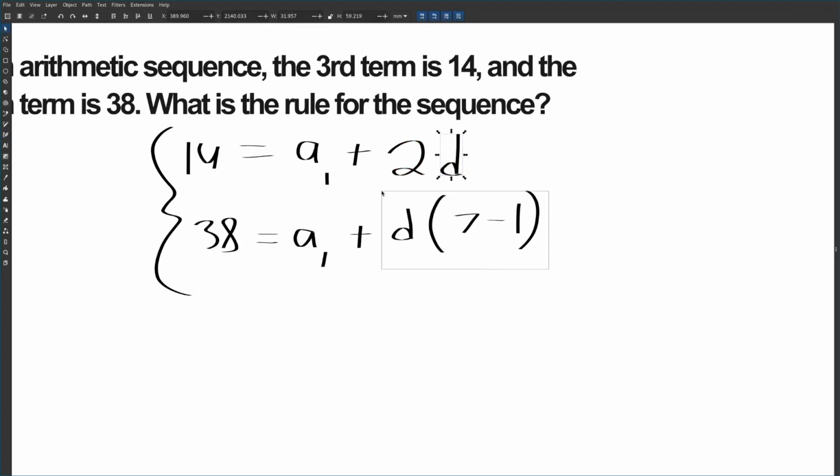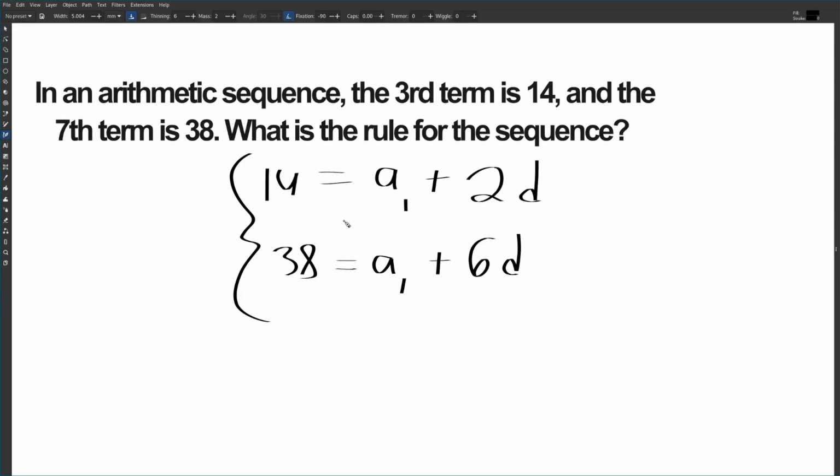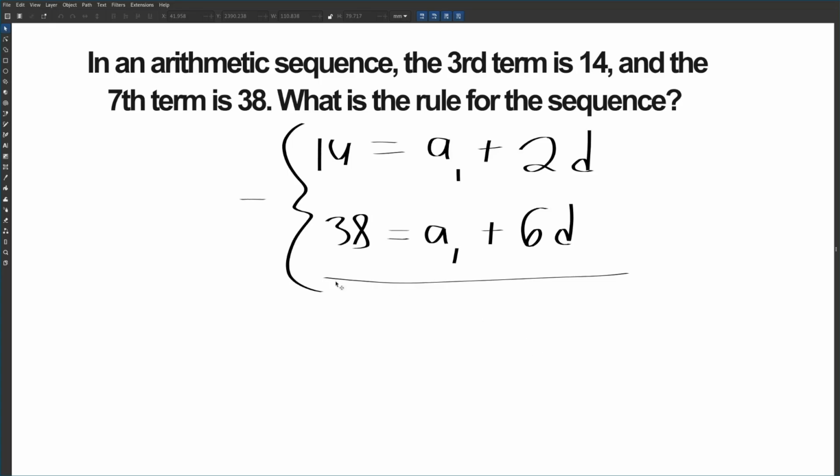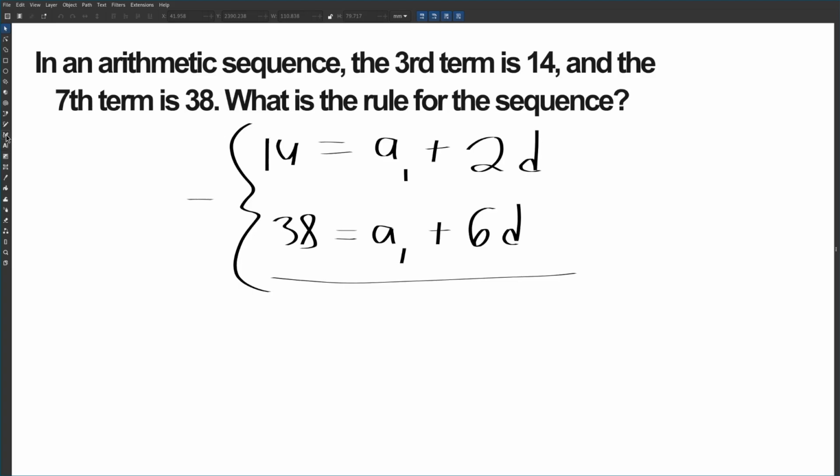And this one turns into 60. Okay, nice. And if you recall from Algebra 1, if you have a variable like this, you can subtract the two equations. Now 14 minus 38 is equal to negative 24. These a of 1s just cancel out, it's just a of 1 minus a of 1. So negative 24 is equal to 2d minus 60, which is negative 4d.